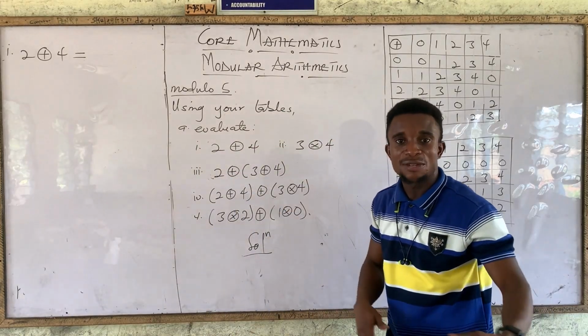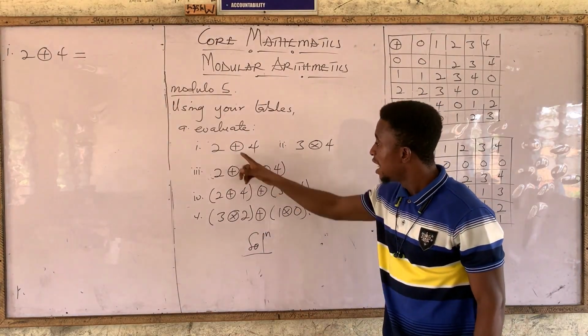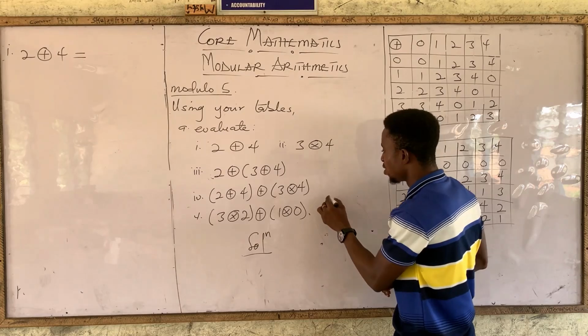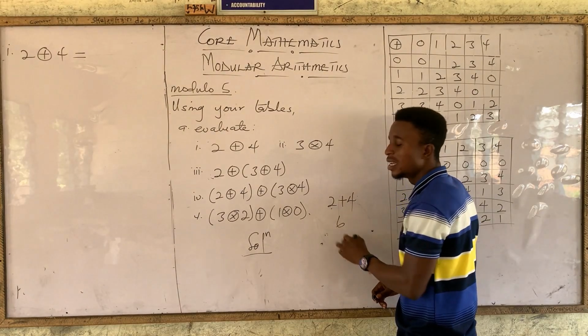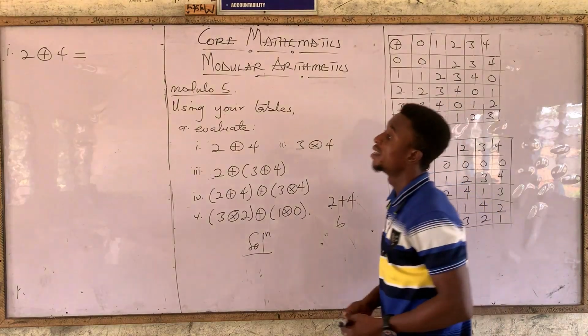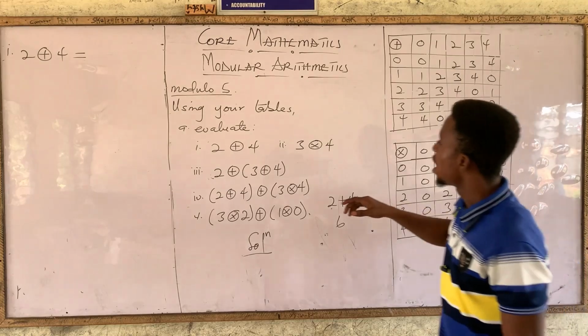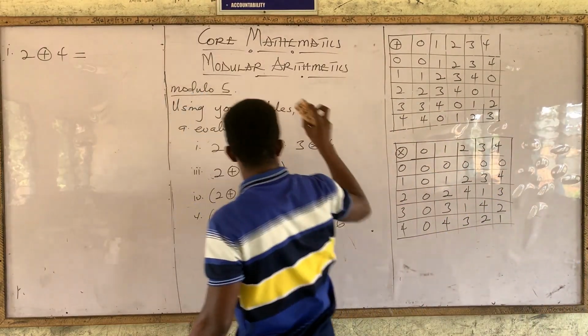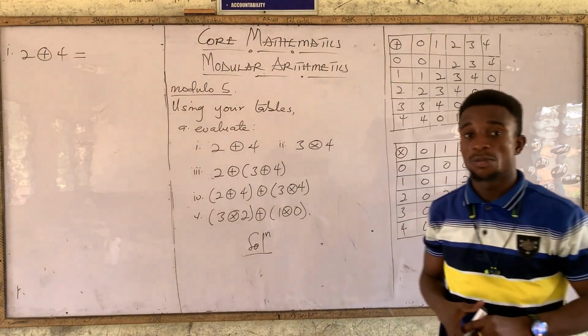You don't have to use the calculator again in calculating that one. Some people will say, even given this, you can't just say 2 plus 4, the ordinary 4, then you say 6. You are not supposed to do that again. Now we are using our table. So everything that we are doing is supposed to come from the table.